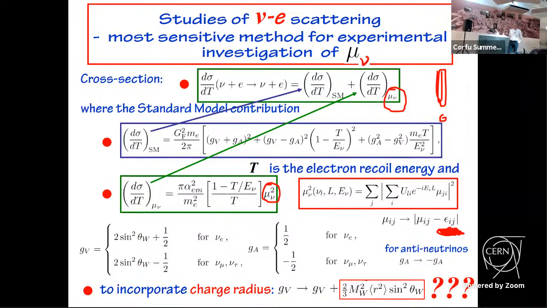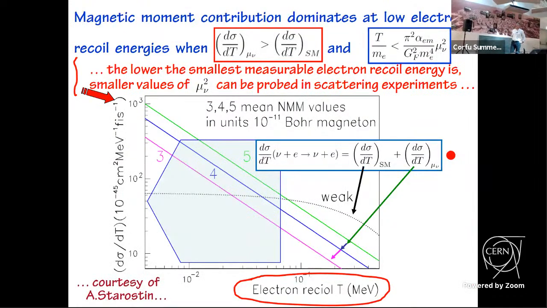So it is often claimed that it is possible also to incorporate into this cross-section the charge radius of neutrinos just by shifting the vector constant, adding the contribution due to the charge radius. But as we have shown with my colleague recently, this is not exactly the case. So here is the plot of these two contributions. These dotted black lines, nearly flat, stand for the standard model weak contribution, and these colored lines are for the magnetic moment contribution with different values of the magnetic moment: 3, 4, 5 times 10 to minus 11 Bohr magnetons.